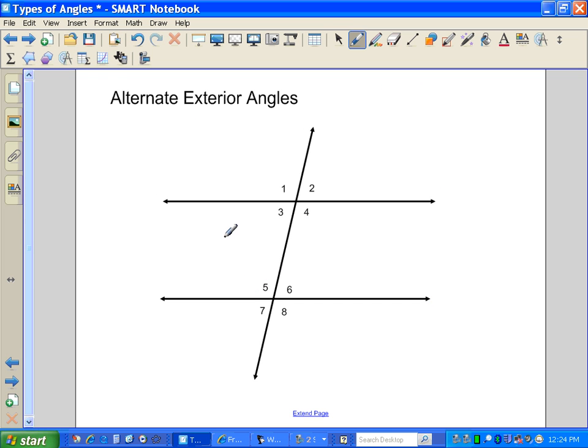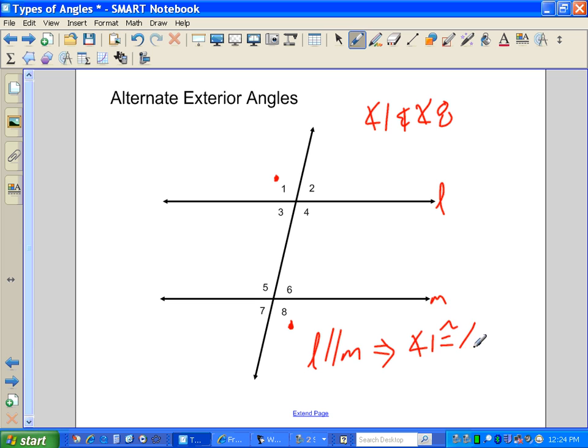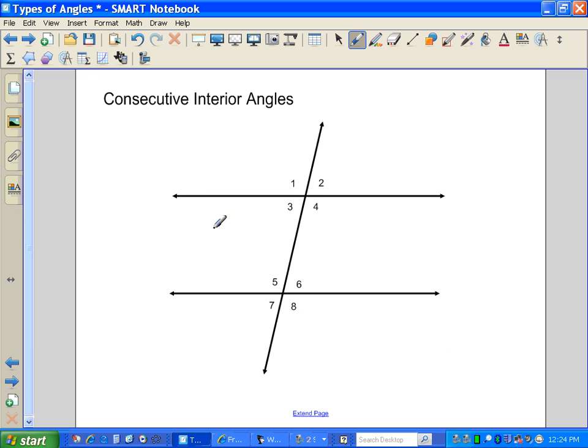Okay? Alternate exterior angles, not a big leap there. 1 and 8. Angle 1 and angle 8 are alternate exterior angles. And again, same reason, alternate because they're on opposite sides of the transversal, exterior because they're outside. Same story. If L is parallel to M, that means that angle 1 is congruent to angle 8. Okay? So we've got a bunch of terms.